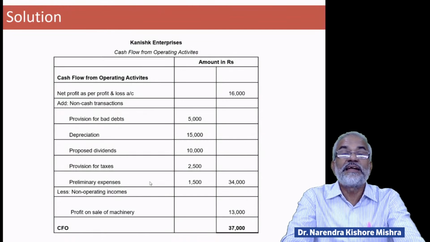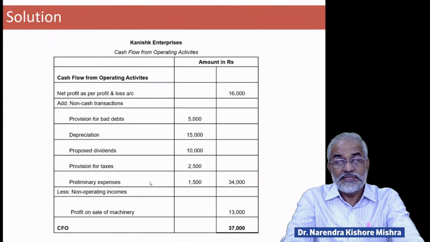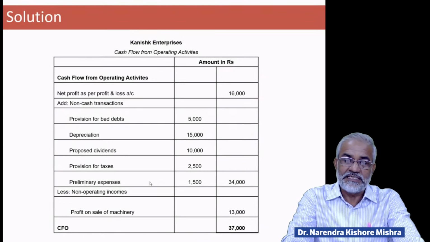See, provision for bad debts. Provision for bad debt is being treated as an expense and debited to profit and loss account, but it doesn't result into outflow of cash. That's why it is added with the net profit. Depreciation, exactly the nature is the same. It is being treated as an expense, but it doesn't result into outflow of cash. That's why it is added with the net profit to find out the cash from operation.